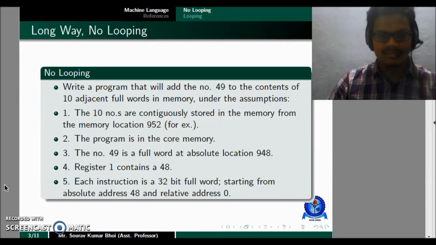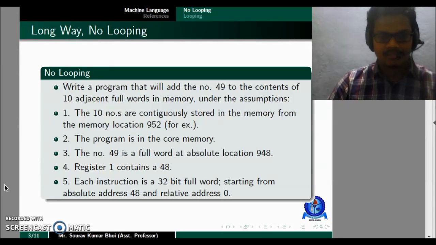So here we can see: write a program that will add the number 49 to the contents of 10 adjacent full words in memory under the assumptions. So 5 assumptions are there. In the first assumption, the 10 numbers are contiguously stored in memory from memory location 952. After this we will see a figure, where we can see the location 952.